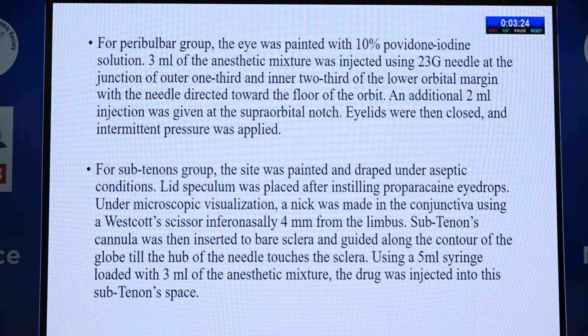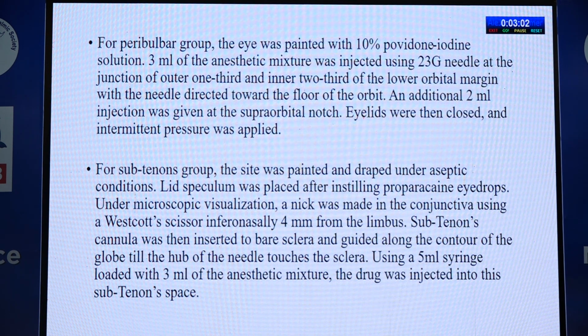So for the peribulbar group, the eye was painted with 10% povidone iodine, and 3 ml of the anesthetic mixture was injected using a 23 gauge needle at the junction of the outer 1/3 and the inner 2/3 of the lower orbital margin, with the needle directed towards the floor of the orbit. An additional 2 ml injection was given at the supraorbital notch. Eyelids were then closed and intermittent pressure was applied.